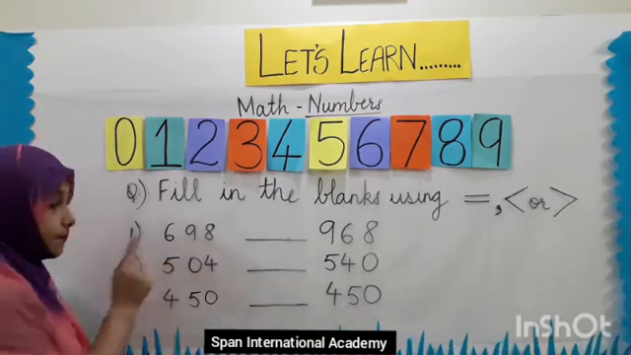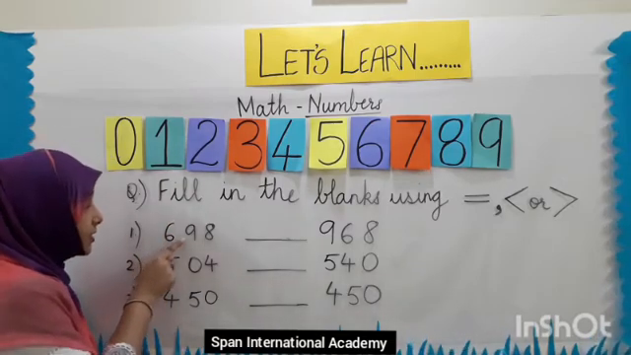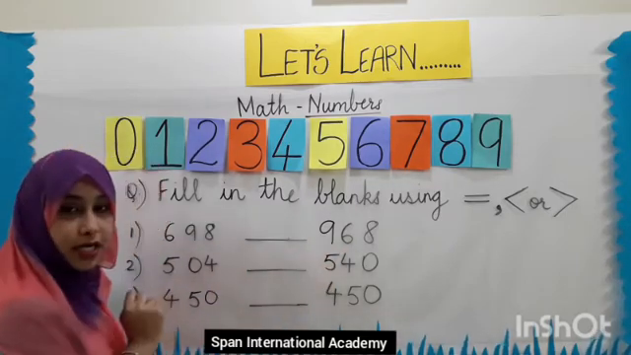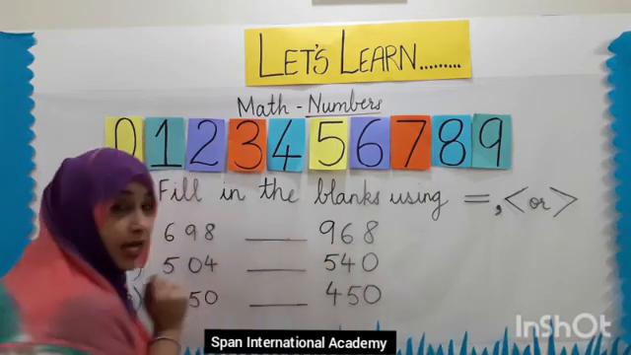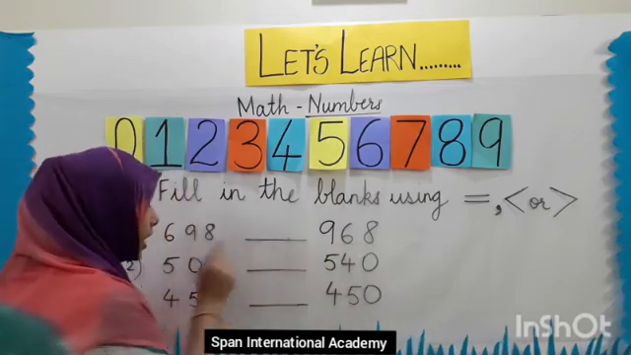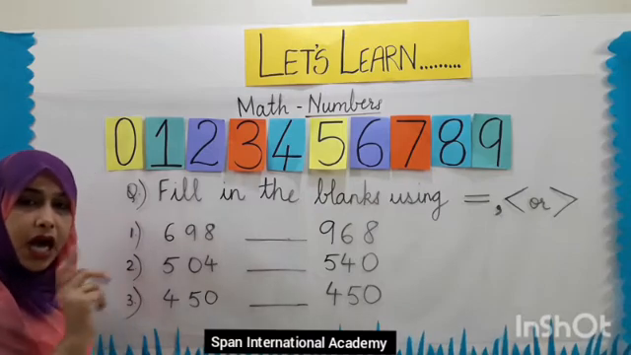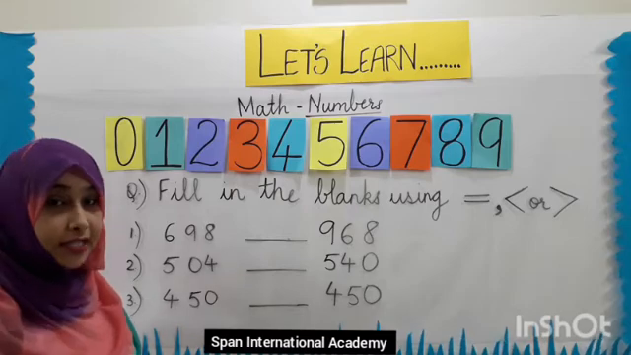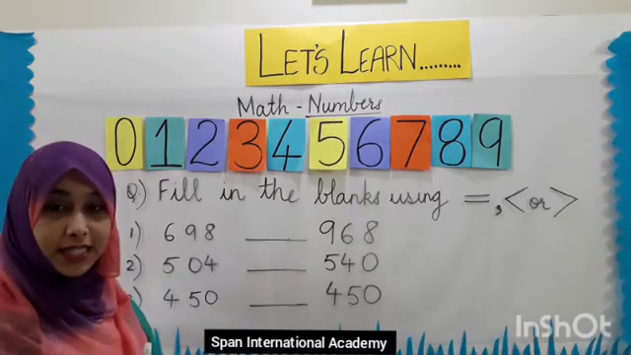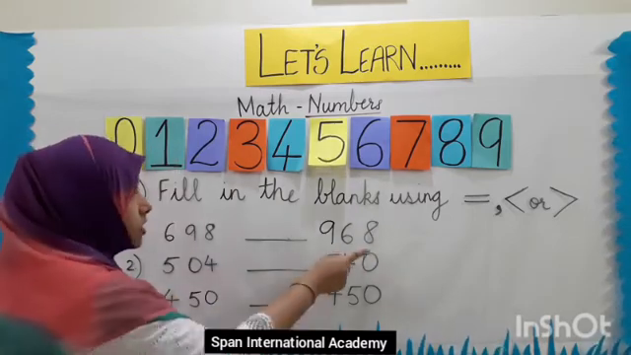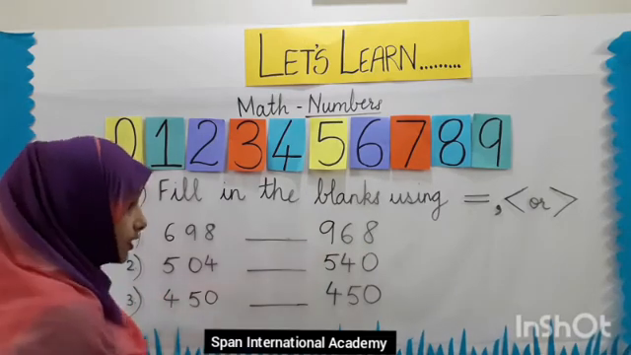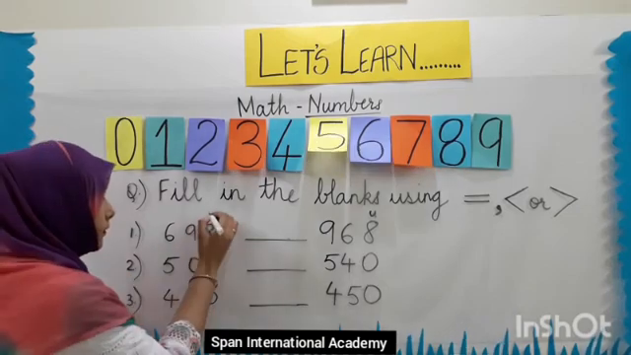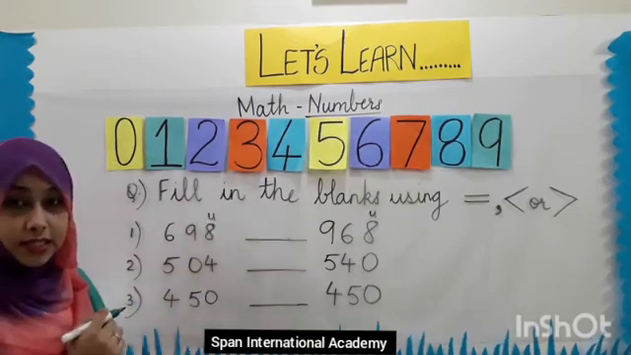The first one, the number is 698. Yes, and the second number is 968. We have to compare these two numbers. How will we compare, grade 2? Yes, you're right. We start from the units place. That's our right hand side. So, number 8 is in the units place. And here, number 8 is again in the units place.